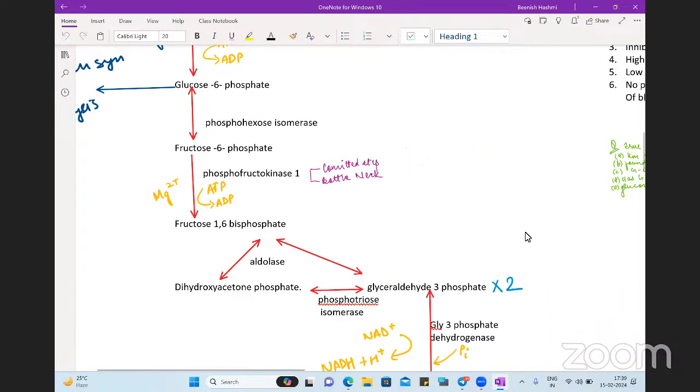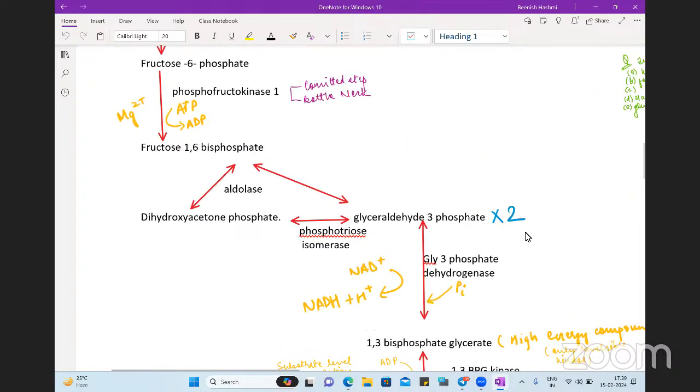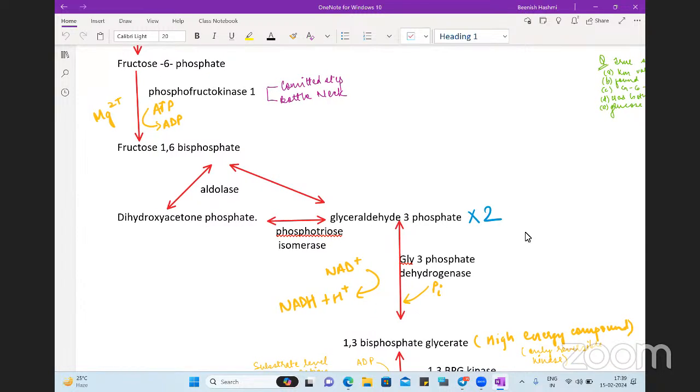Okay. Now moving on to the next step. This fructose 1,6-bisphosphate, which is a 6-carbon compound, is split into two 3-carbon compounds. One is dihydroxyacetone phosphate and the other one is glyceraldehyde 3-phosphate. Now this is brought about by the enzyme aldolase. Aldolase has two forms, aldolase A and aldolase B. I've simply written aldolase because both of them are involved in glycolysis.